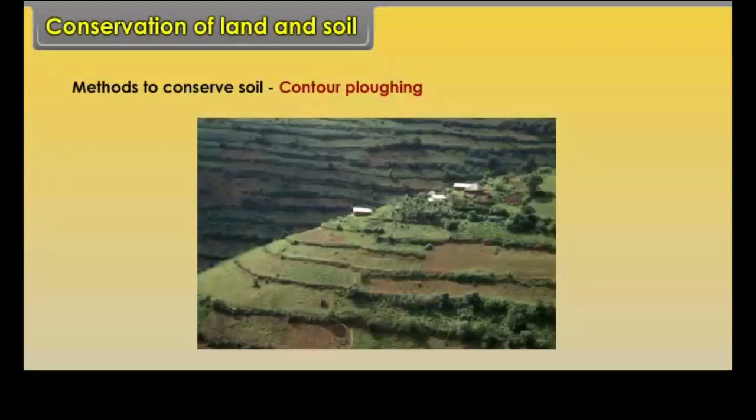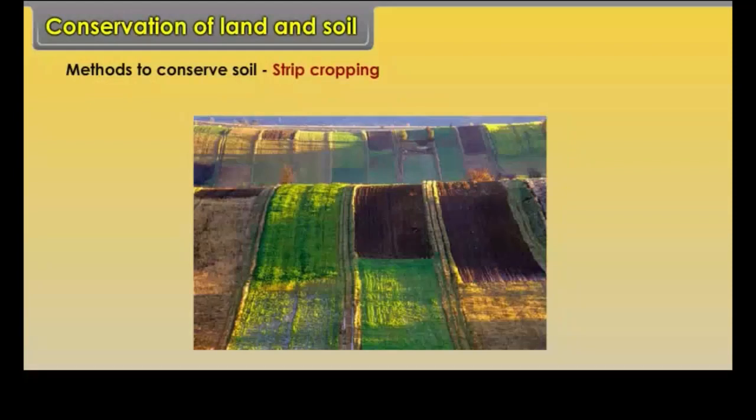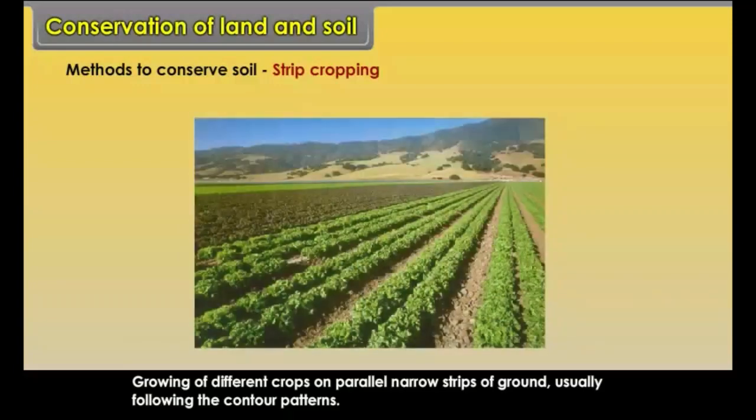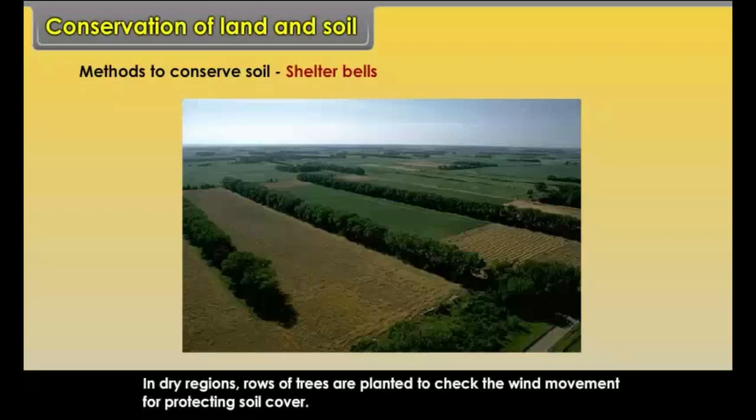Contour plowing. A technique of plowing parallel to the contours of a hill slope rather than up and down the slope so as to reduce soil erosion. Strip cropping. Growing of different crops on parallel narrow strips of ground, usually following the contour patterns. Shelter belts. In dry regions, rows of trees are planted to check the wind movement for protecting soil cover.